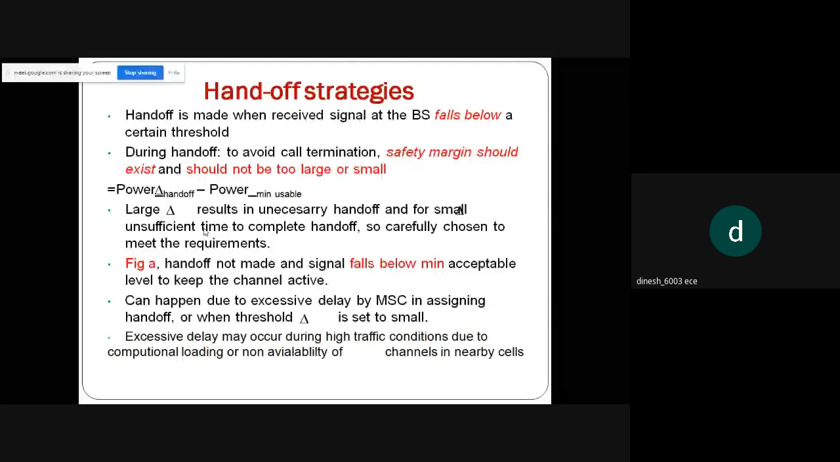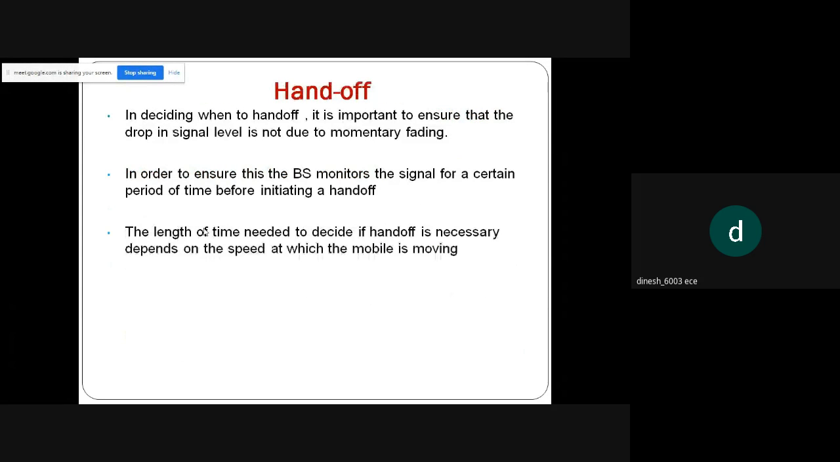So during handoff, in order to avoid call termination of the conversation, a safety margin should exist and it should not be too large or too small. So that is the threshold level. The threshold level is calculated as the power at handoff minus the minimum usable power. So handoff decides whether the call continues during the transmission from A to B or not.